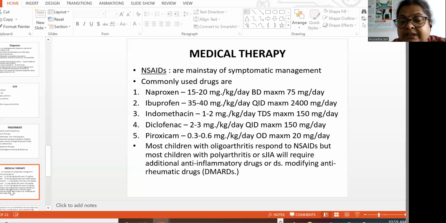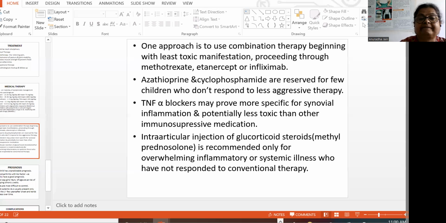Most children with oligoarthritis respond to non-steroidal anti-inflammatory agents, but most children with polyarthritis or systemic JIA will require additional anti-inflammatory drugs or disease-modifying anti-rheumatic drugs that are known as DMARDs. The approach is to use combination therapy, beginning with the least toxic, proceeding through methotrexate and or infliximab. Then we progress to the more toxic drugs.